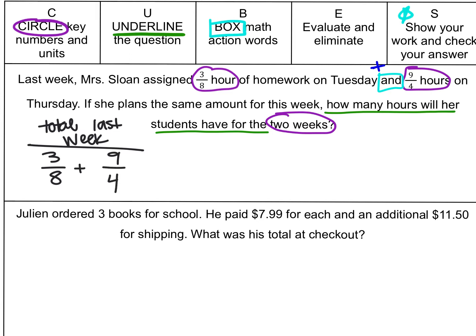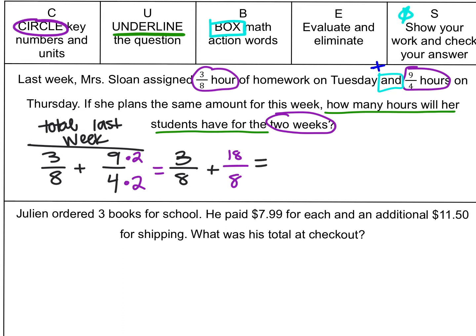And when I'm adding the fractions, you have to have a common denominator. So I'm going to multiply 4 by 2, because that makes 8. If I multiply the denominator, I also have to multiply the numerator. So 3/8 is not going to change. 9 times 2 is 18, and 4 times 2 is 8.